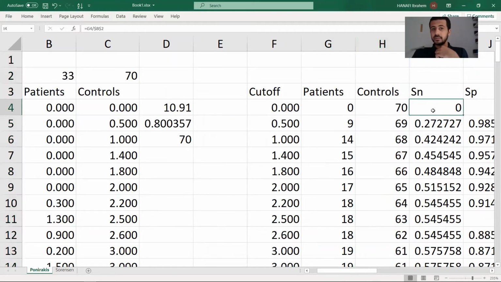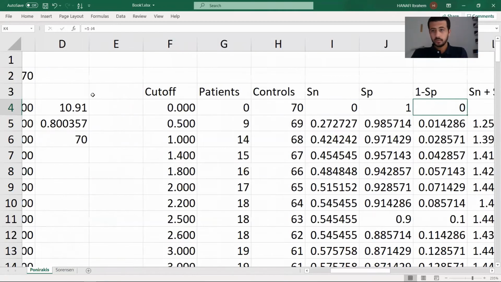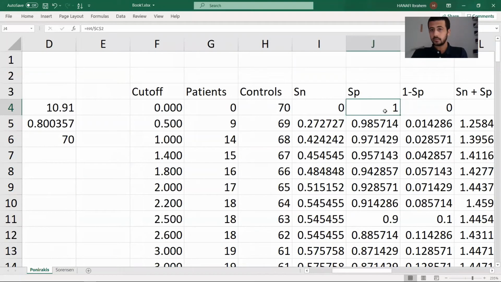Okay, sensitivity is this number on the whole number of patients. Do you agree? Sensitivity: true positive on all the patients. Okay. Specificity is true negative on all the controls, right? On the 70. Right.